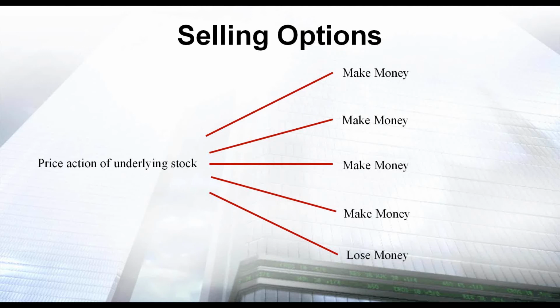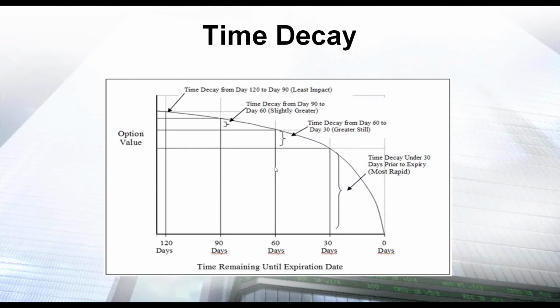So when you're buying options and you know what you're doing, you have a 2 out of 5 chance of making some money. If you're not sophisticated, you really don't know what you're doing, you have a 1 in 5 chance. When you're selling options, you have a 4 out of 5 chance. It's dramatic. Here's a graph of the time decay.